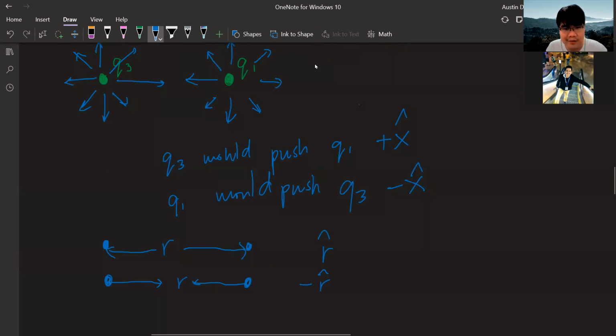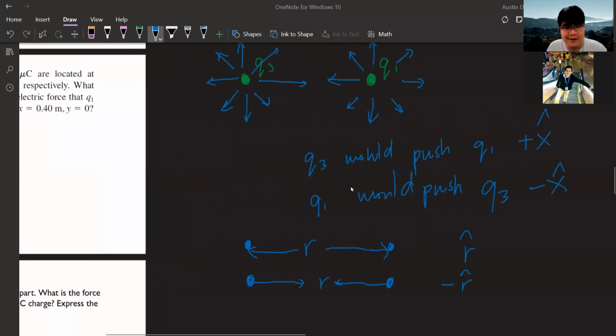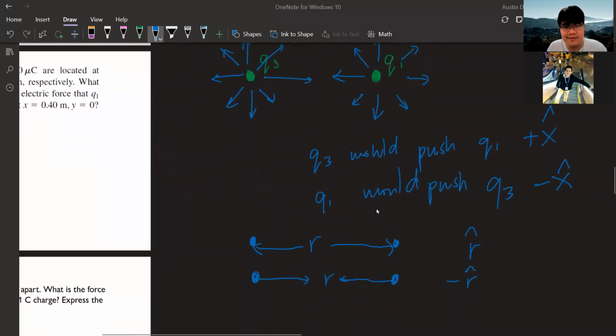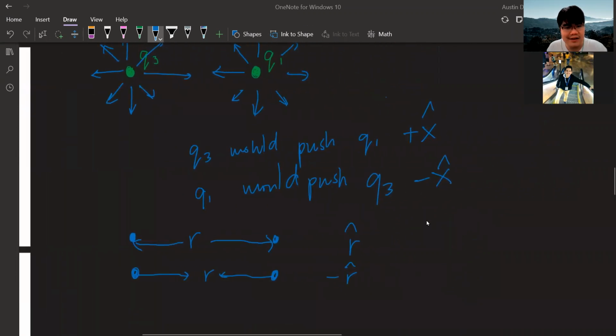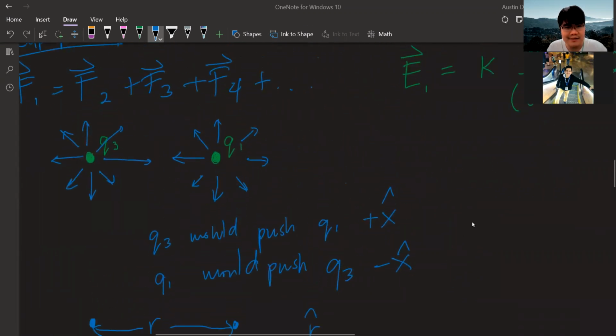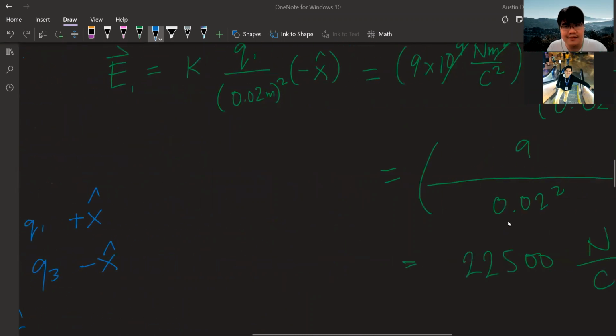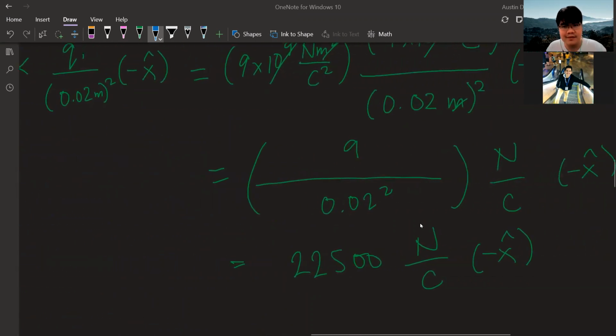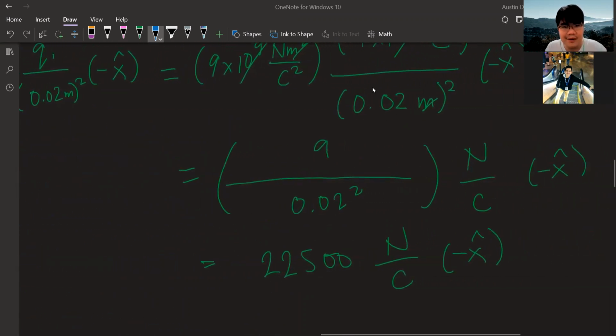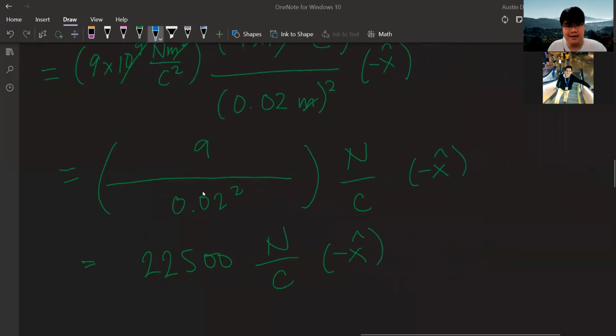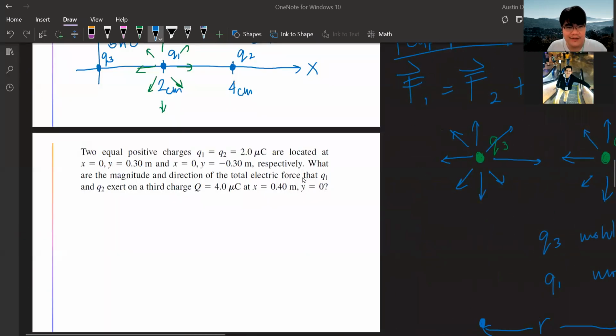Medyo nakakalito siya for now. Pero, ayan. Medyo nakakalito, no? Okay, so ayan. Medyo nalinawan naman siya ata.